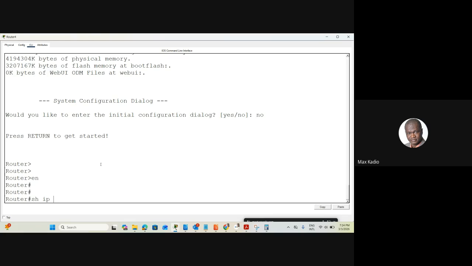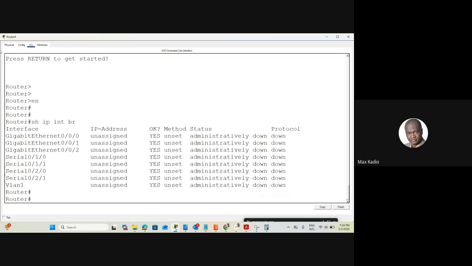So what we'll be doing today and Thursday, we're going to do exactly the same thing on Saturday. Revisions and mini-term, exactly the same thing. Show IP interface brief. You can see now you have a serial port because I did add a serial module.